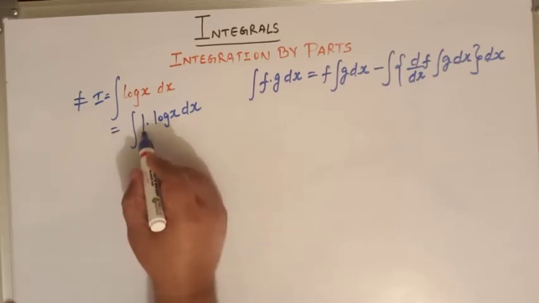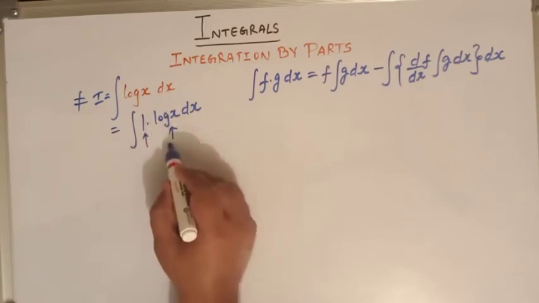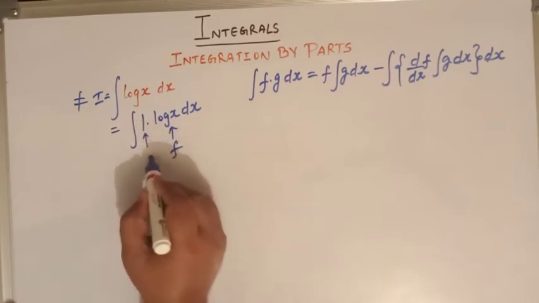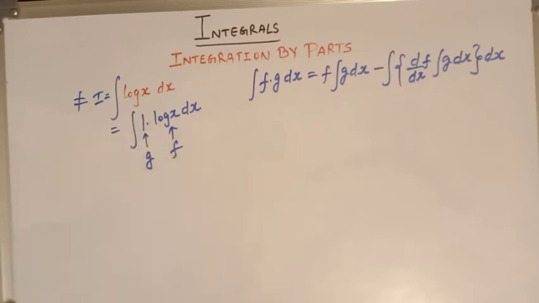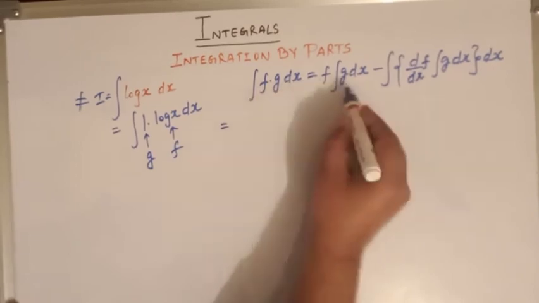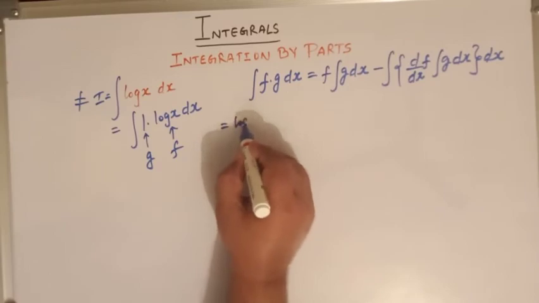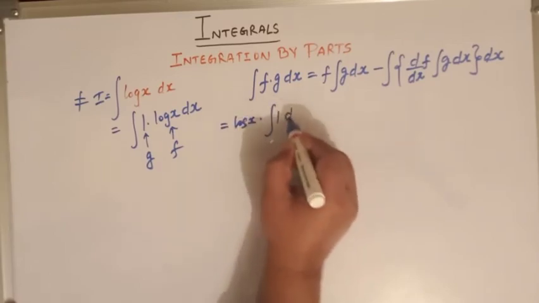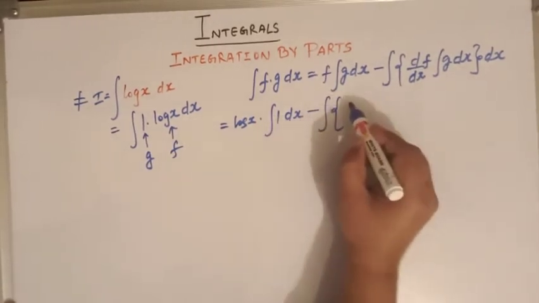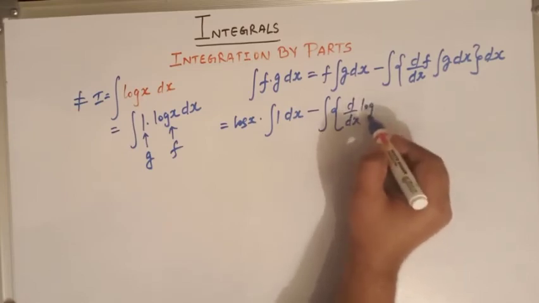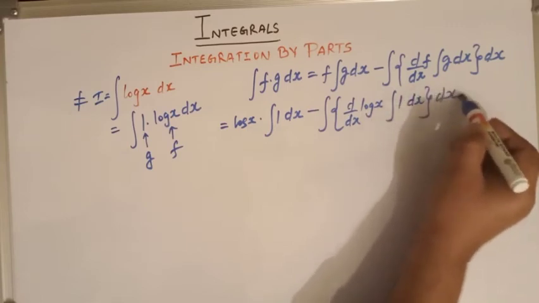Now this is 1 and this is log x. So this log x should be taken as the first function and 1 as the second function. If we apply this formula to this integral, then we have log x multiplied by the integral of 1 dx, minus the integral of the derivative of log x times the integral of 1, dx. Clear?